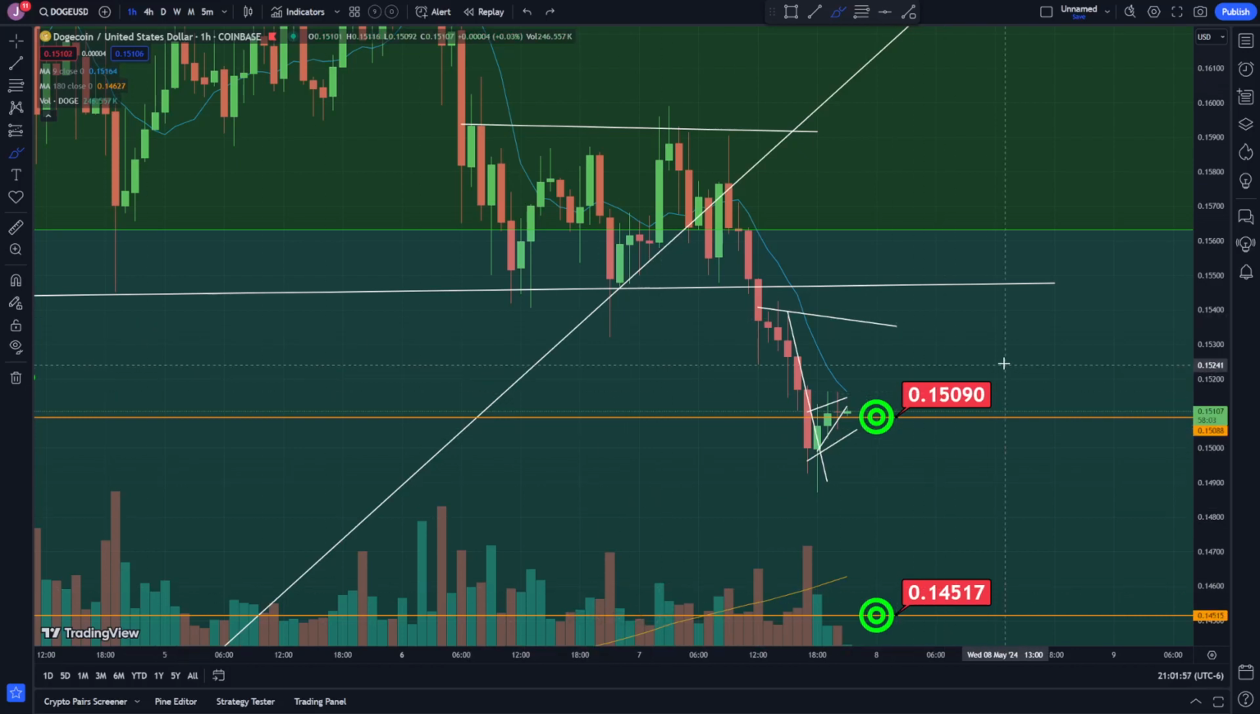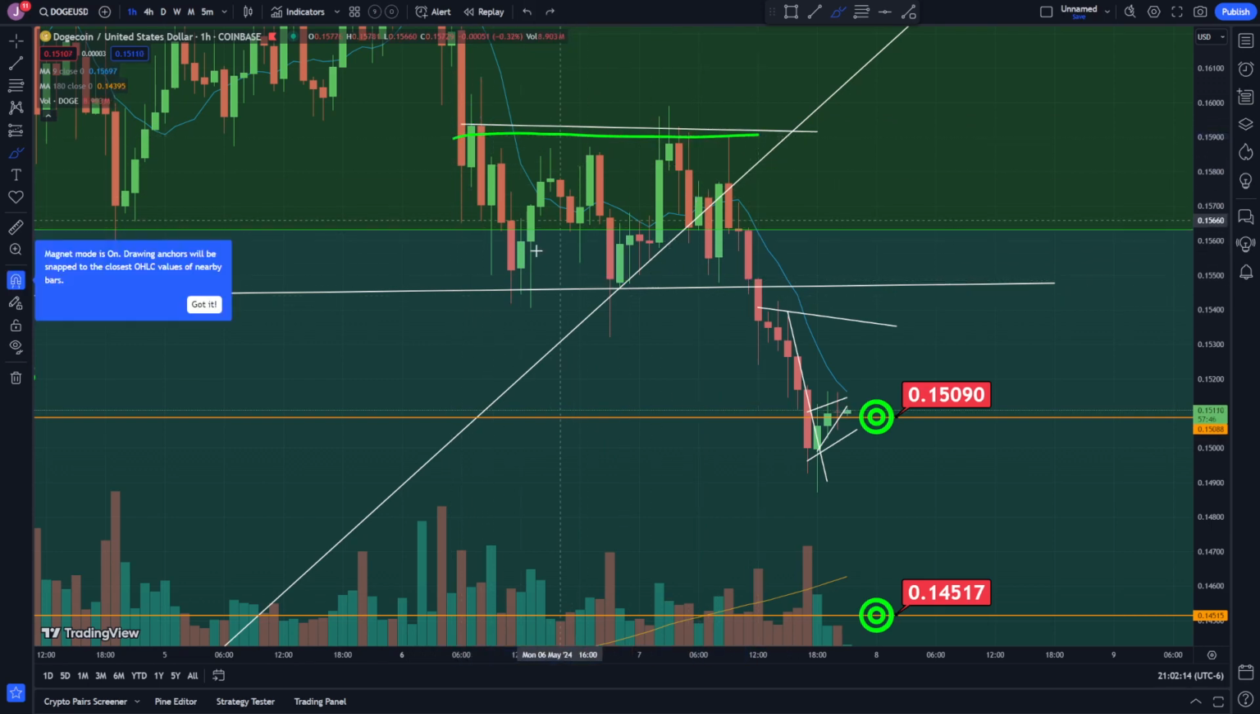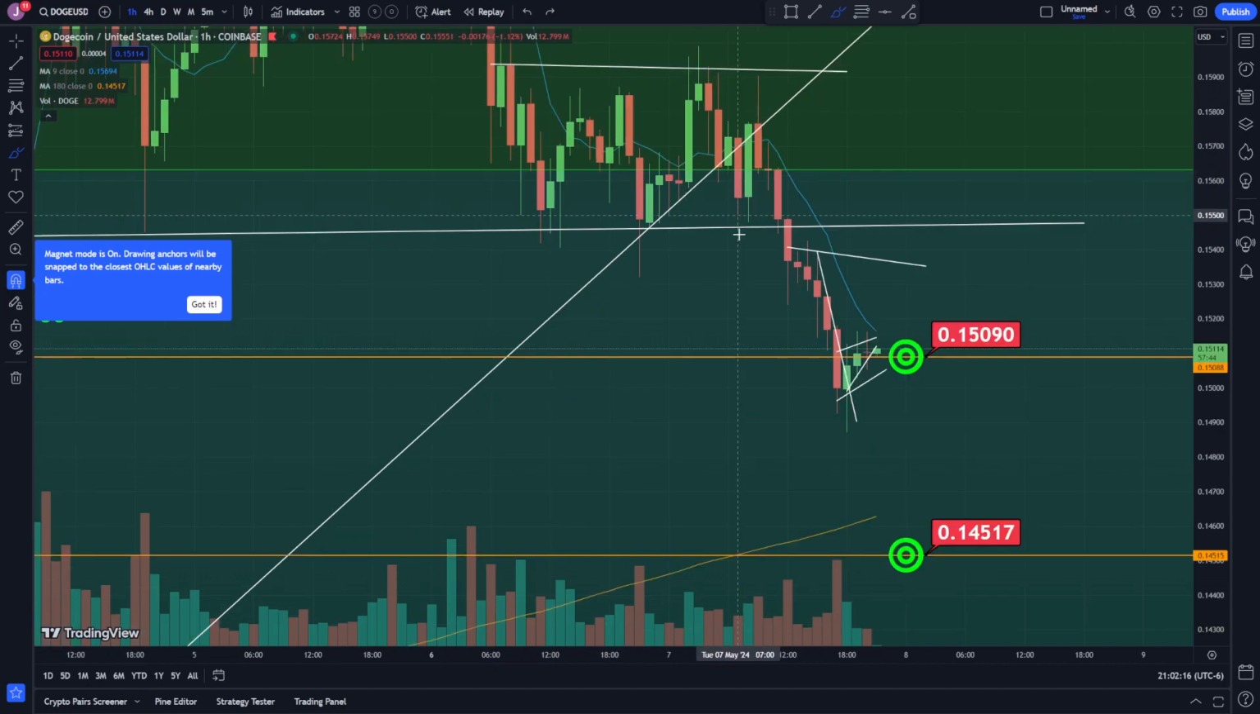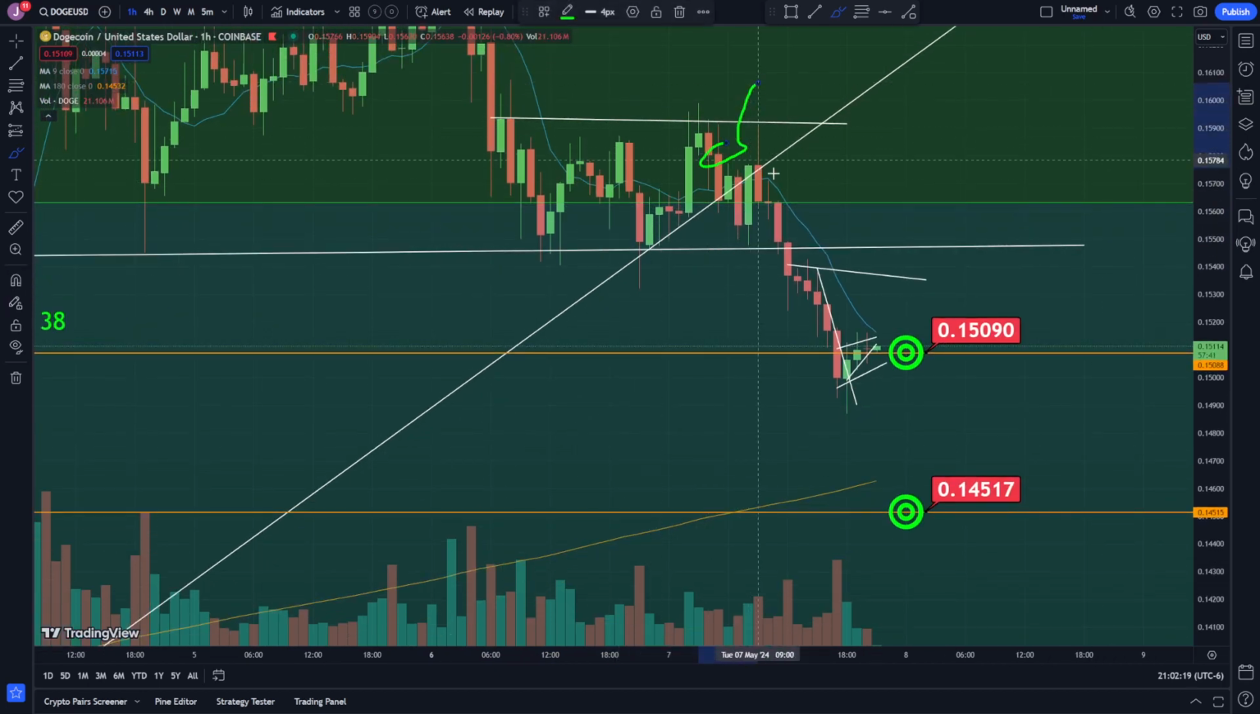Dogecoin came down and hit my first target sitting at 0.15090. We were also looking at this channel pattern. We had resistance, resistance, support, support. I was going to say resistance over here too, but it didn't really touch the line right there. But we were looking at this resistance and this support. It was basically a channel pattern, and we were waiting for a breakout to the upside or to the downside.